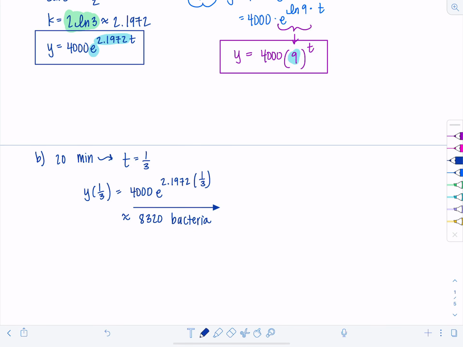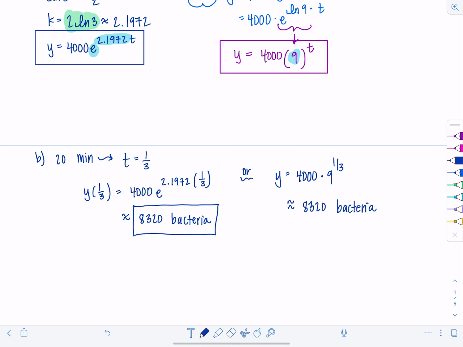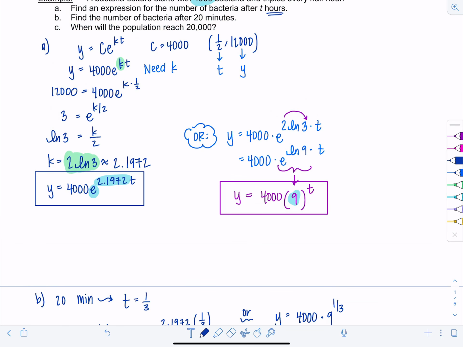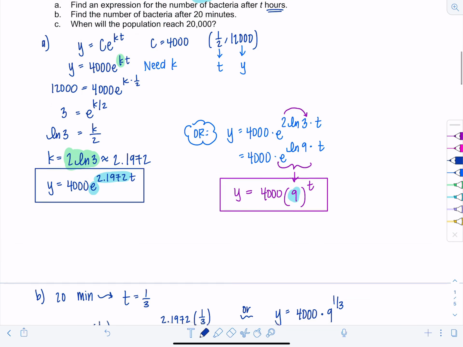Okay, alternatively, if you use the other model, that's fine. Or you would have y equals 4,000 times 9 raised to the 1/3, and you would get also 8,320 bacteria. Okay, good. The last part C says, when will the population reach 20,000?